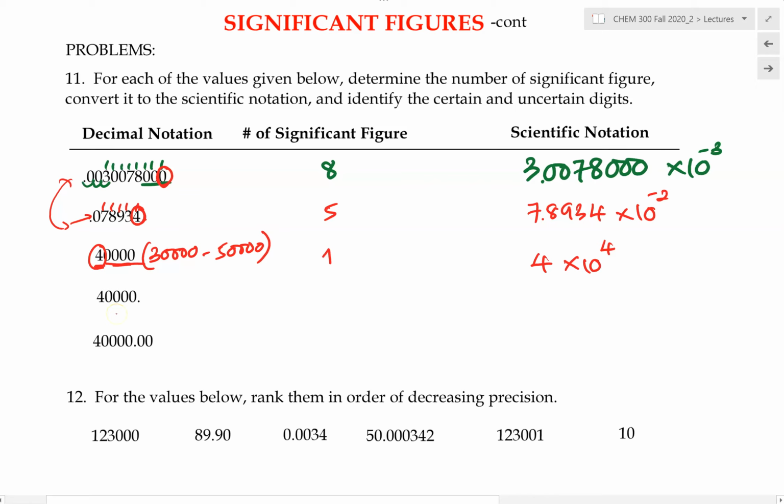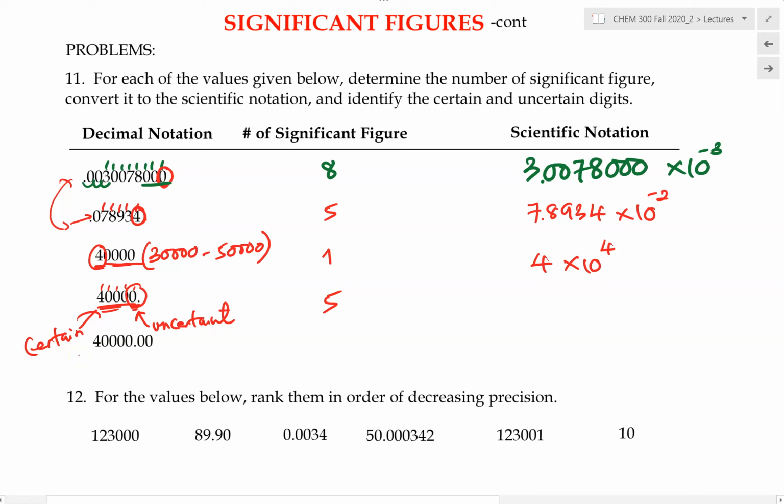And now, the next example, 40,000 with a decimal point. So in this case, because the decimal point is specified, it makes all of these 0s significant. So we have 1, 2, 3, 4, 5, so 5 significant figures. And here, the digit where the uncertainty exists would be this digit right here. Basically, this is the uncertain digit, so all of the digits before this would be certain.